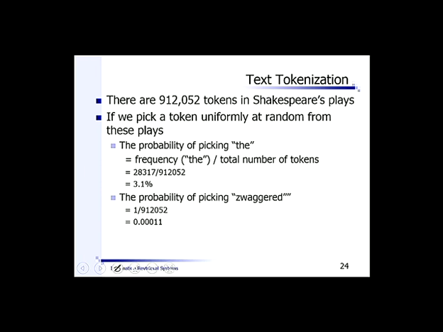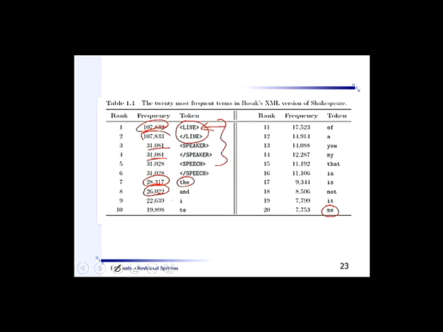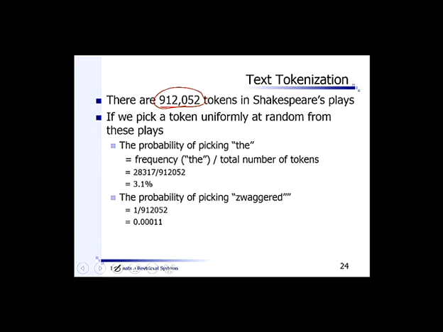There are 912,052 tokens in Shakespeare's plays. Now I believe you understand the difference between the vocabulary and the tokens. This number was 22,987. These are the unique symbols or unique tokens. But if we consider the frequencies also, like the appears this many times and and appears this many times, if we add up all of them, then the total number of tokens in Shakespeare's plays is 912,000.